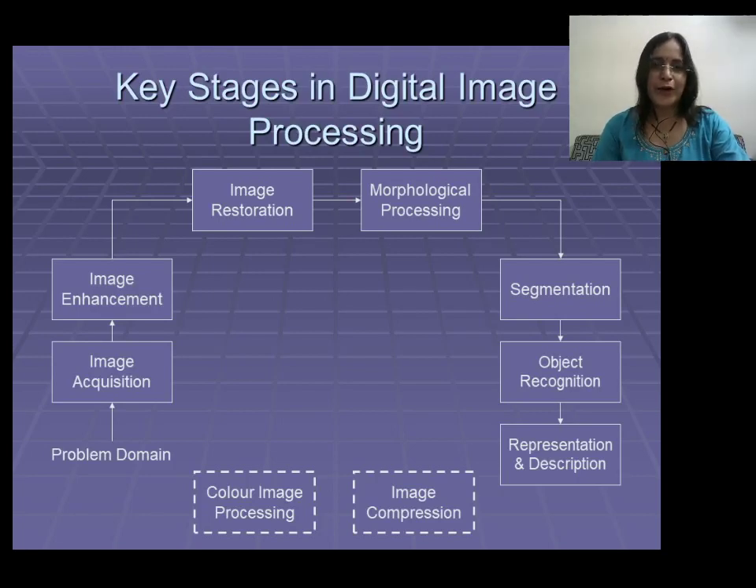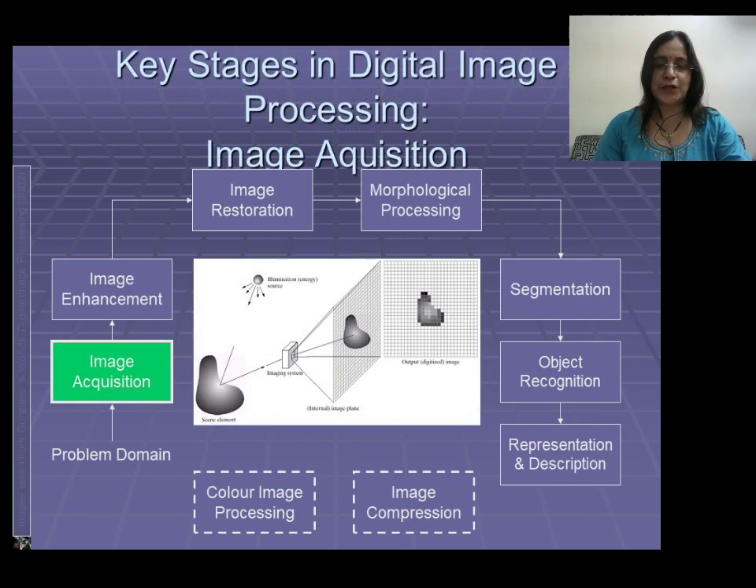Hello everyone. Today we are going to see what are the different key stages in digital image processing. We have already seen what digital image processing is, what the image is, and what image processing is. Now we are actually going to see the different techniques that we can perform in digital image processing. The first technique, as we have discussed, is image acquisition.